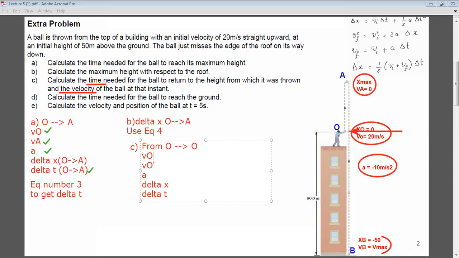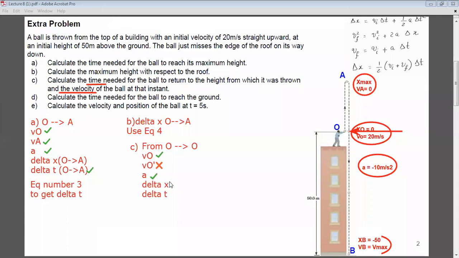Okay. Let's see, what do I know? I know V0, it's 20. It's the velocity I give it. V0 prime, I don't know it. I don't know how much is the speed when it was going down. Acceleration, I know it. It's -10.